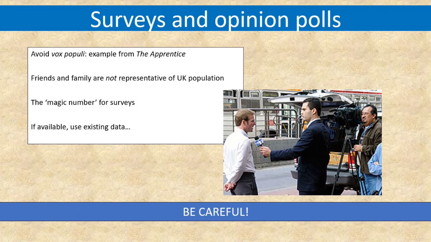Now, surveys and opinion polls are really useful, and I find them absolutely fascinating because it's data, it's numbers, and it's a snapshot of humanity. But with surveys and opinion polls, the keywords are the two at the bottom. Just be really, really careful. I say this because it's something that I see frequently from students, particularly undergrad students, and I also see it depressingly on television. You might be familiar with a program called The Apprentice.